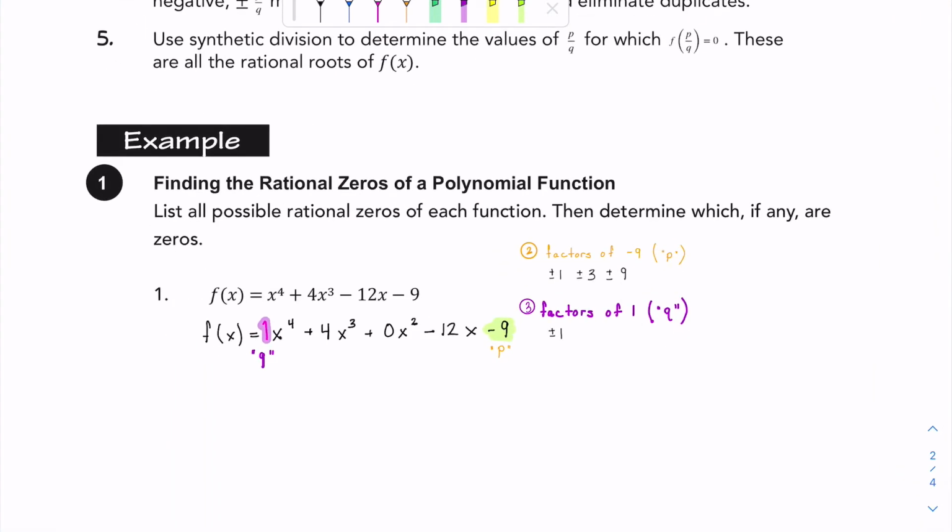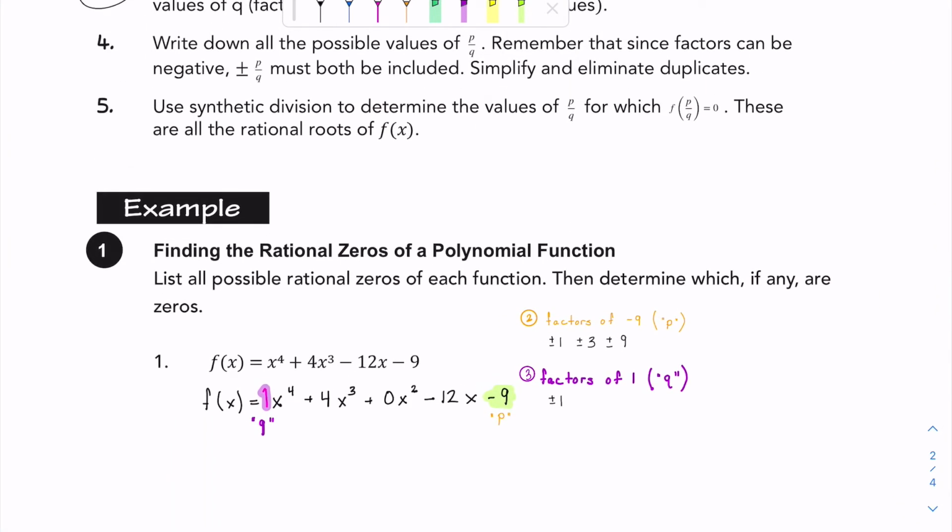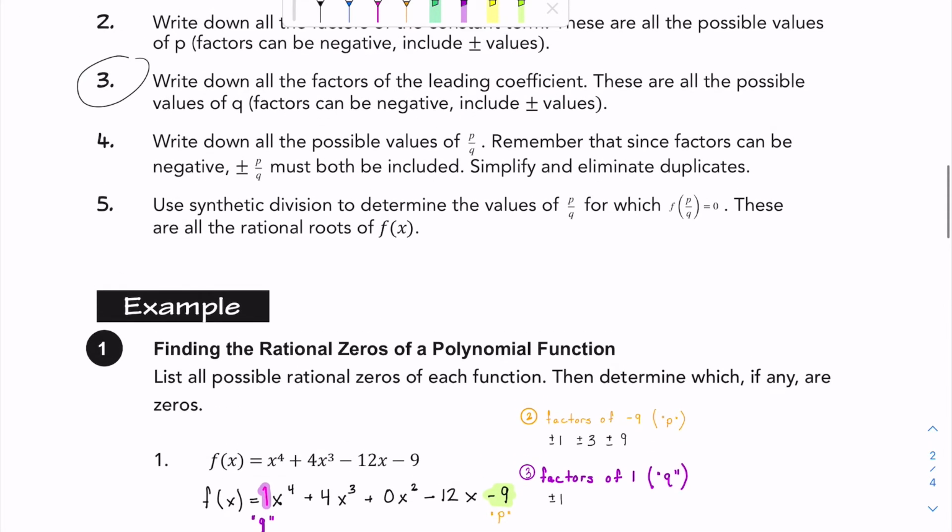All right, for step 2 and 3, we're finding factors of the term p, your constant term, and the term q, your leading coefficient. For step 4, you need to write down all possible values of p over q. Remember that factors can be negative. They both have to be included, so both your positive and negative values have to be included. You want to simplify and eliminate duplicates. It's going to save you a lot of time, so make sure you do that.